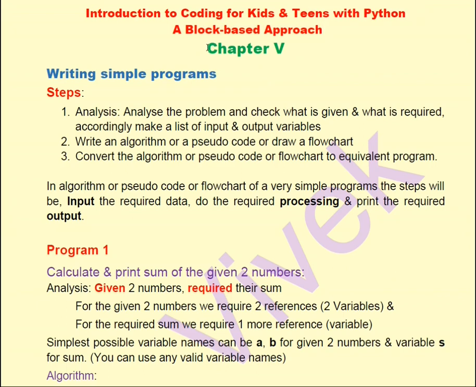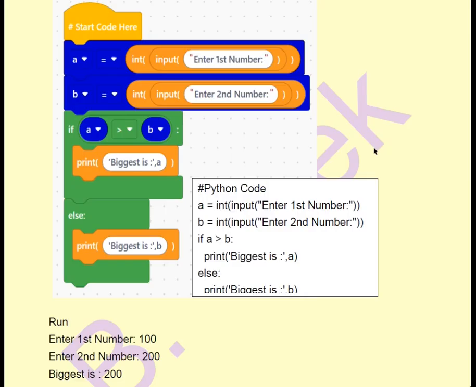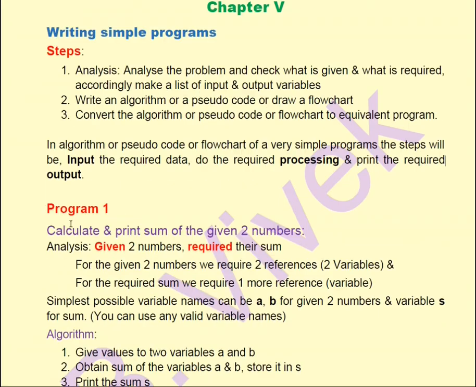Well, we are now in chapter number 5 and we are proceeding further to writing simple programs in Python. Actually, in this chapter number 5, I have covered more than 25 Python programs. Program number 1: calculate and print the sum of the given two numbers.